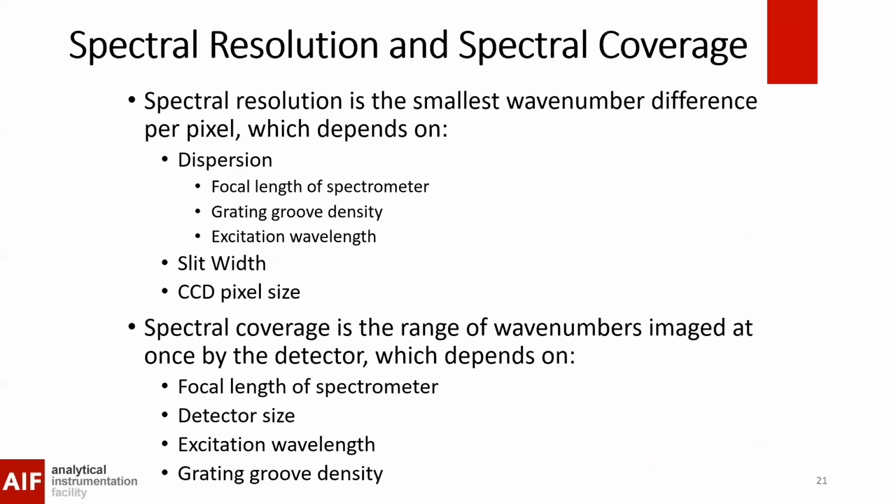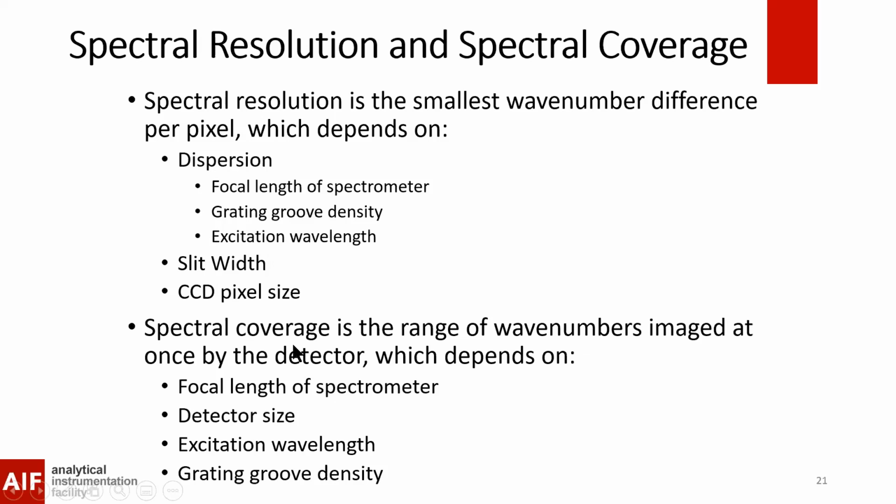So when you talk about the spectrum, you have to mention the spectral resolution and coverage. In the Raman microscope, the spectral resolution is defined as the smallest wave number difference per pixel. And the spectral resolution depends on a lot of different factors. The first is the dispersion, which includes the focal length of the spectrometer, the grating grooving density, and the excitation wavelength. It also depends on the slit width and the CCD pixel size.